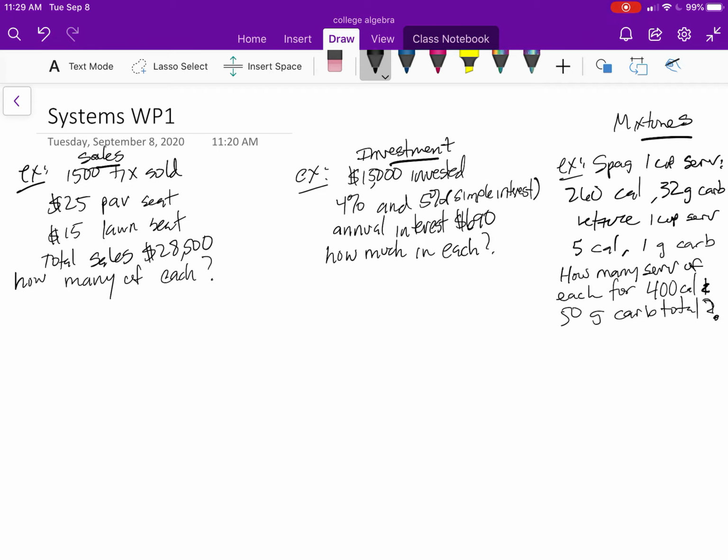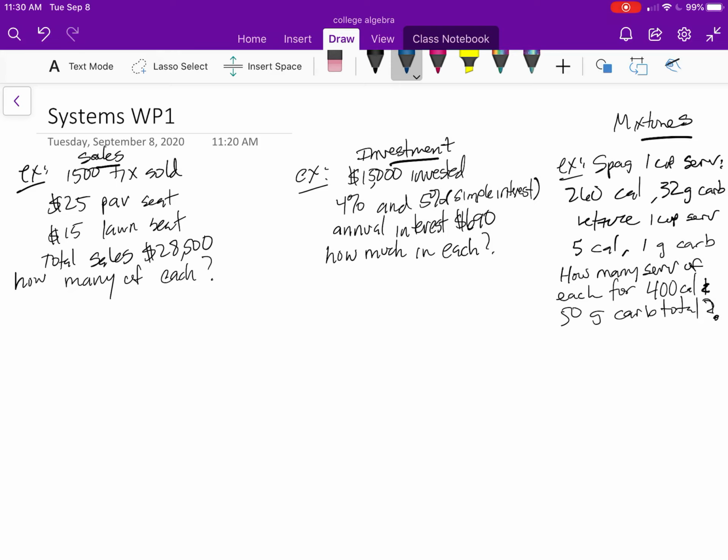All right, so I took down the bulk of the information. 1,500 tickets total, $25 for one seat, $15 for the other. The total sales were that. How many of each? So on one hand, you're like, well, why didn't they just keep better track when they're selling it? Yeah, exactly. I agree, but for the purpose of this problem in this video, it is what it is. They didn't know how many of each, so that's our job to figure it out.